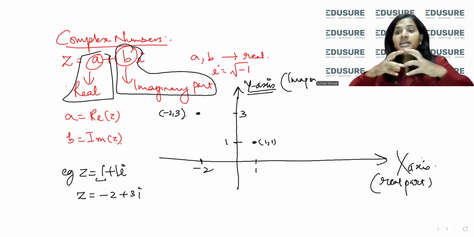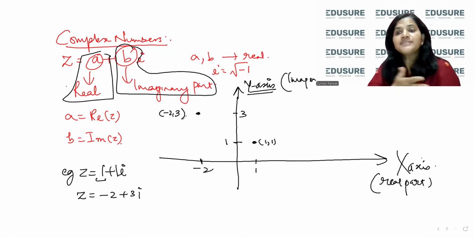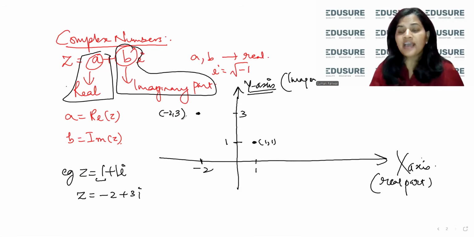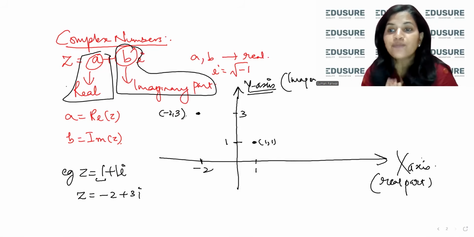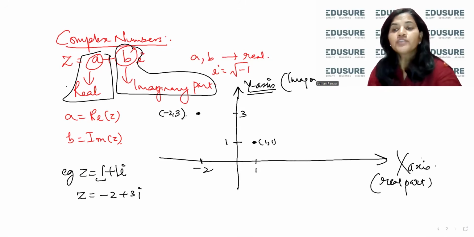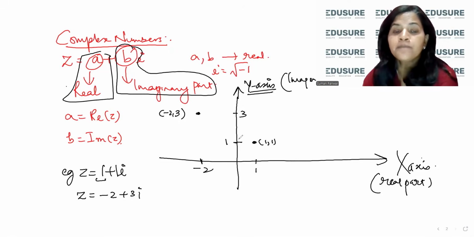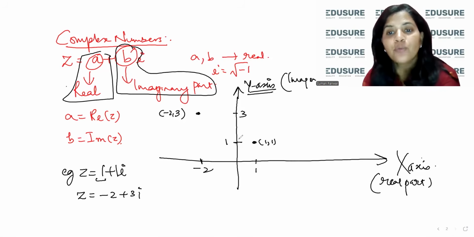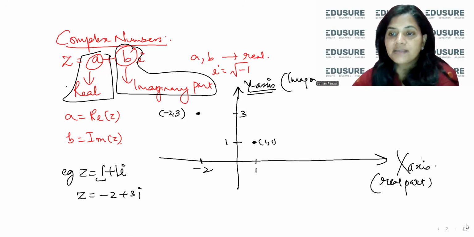So the complex numbers will be spread over space, and there is no well-ordering property. We don't know which complex number is bigger and which is smaller. So there is no ordering property over here, but you can see that they are spread out in space. We plot the real part on the x-axis and the imaginary part on the y-axis. Okay. So this is how we plot a complex number.